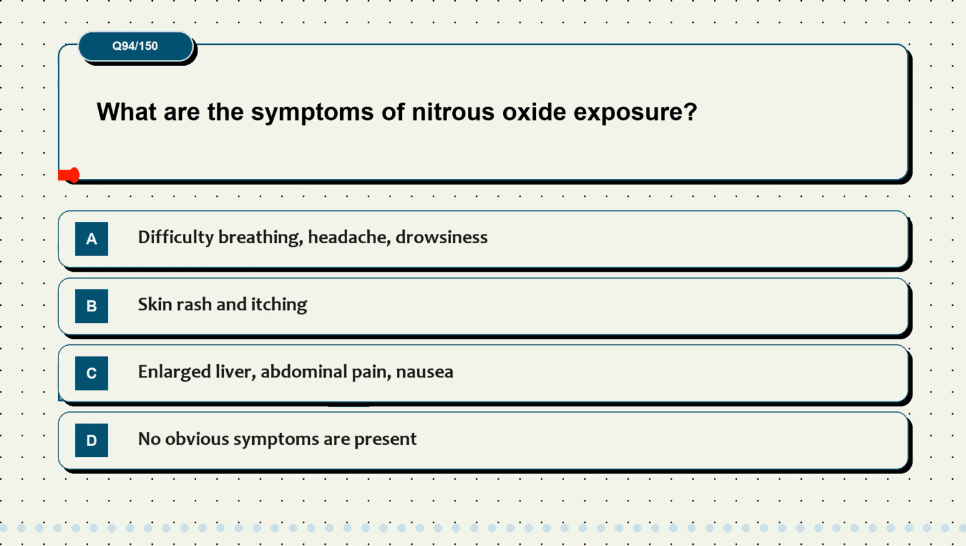Question 94. What are the symptoms of nitrous oxide exposure? Here are the options. Option A. Difficulty breathing, headache, drowsiness. Option B. Skin rash and itching. Option C. Enlarged liver, abdominal pain, nausea. Option D. No obvious symptoms are present.